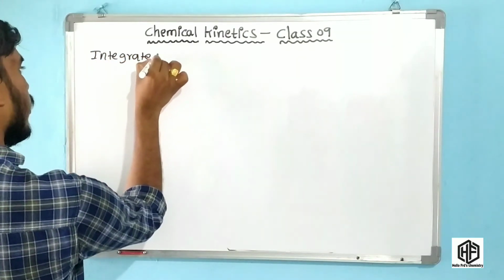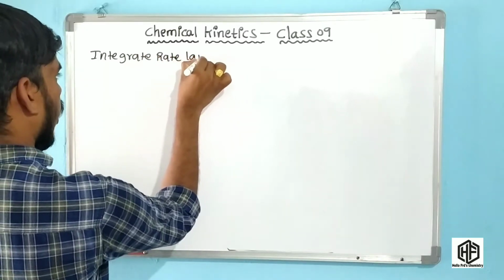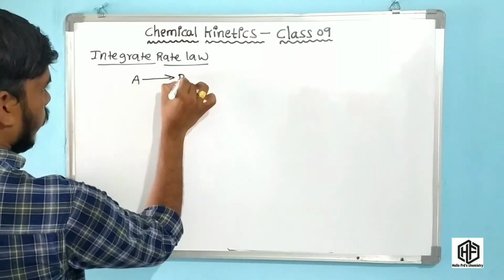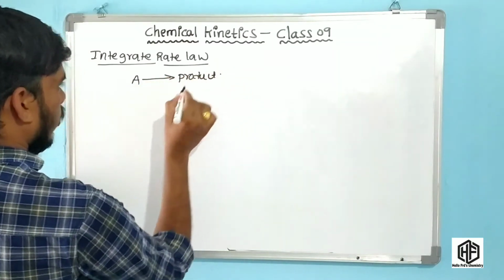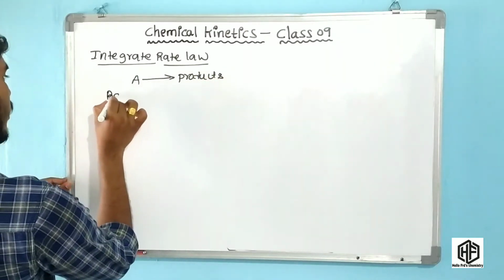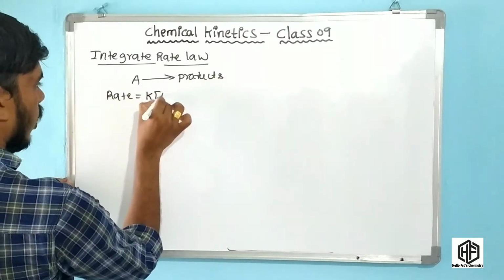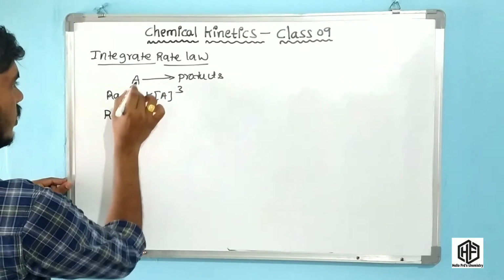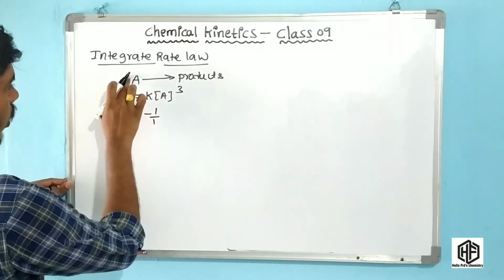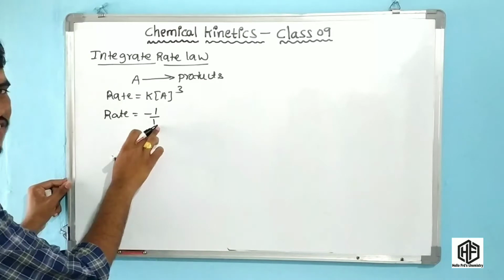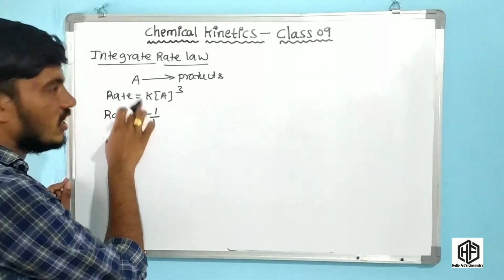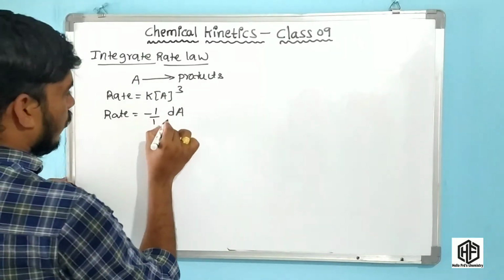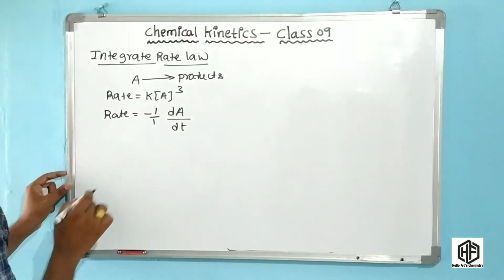Integrated rate law of third order reaction. Now we have to assume a reaction. The reaction is A gives product. Rate is equal to K into concentration of A power 3, and the rate of reaction is minus 1 by 1, because 1 is the stoichiometric coefficient and the negative sign is for the reactant, times the change in concentration dA by change in time dt. These two are rate.